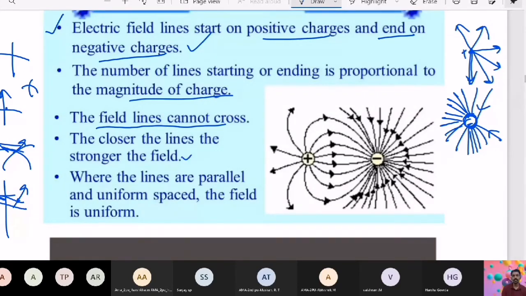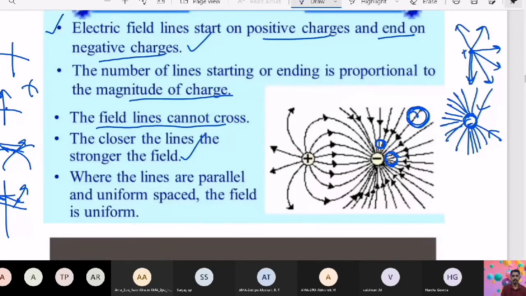And the closer the lines, the stronger the field. As I said, near the charge the field lines are very crowded, so the field is more. When you go away from it, the field lines are far apart. As distance increases, what happens to the electric field? It decreases. That's why the field strength is less there. So here it is clearly represented in the form of field lines. Fewer field lines, less field. More field lines, more field.